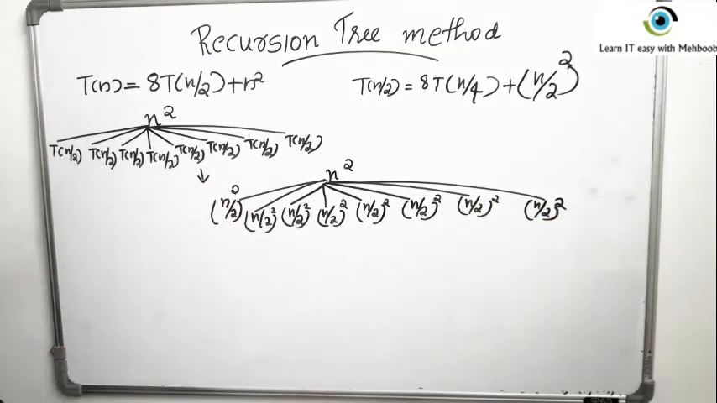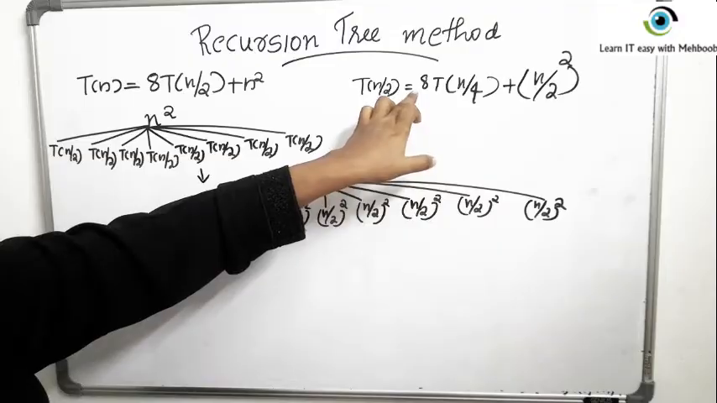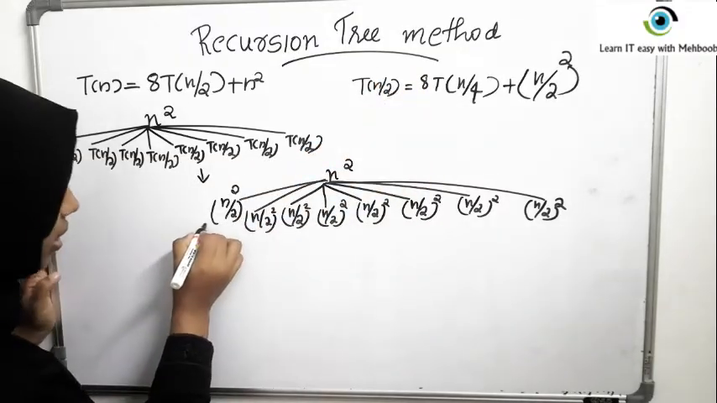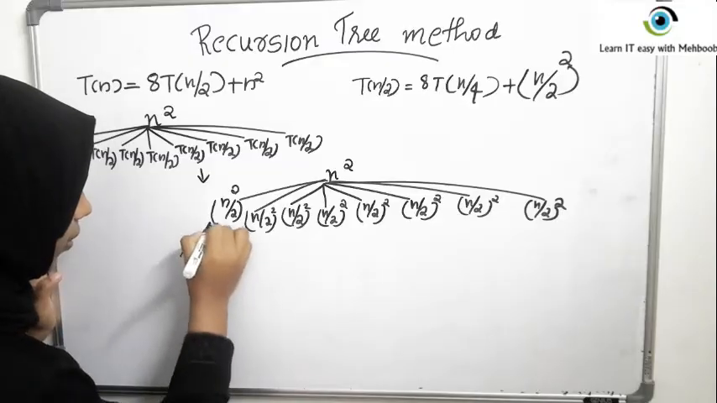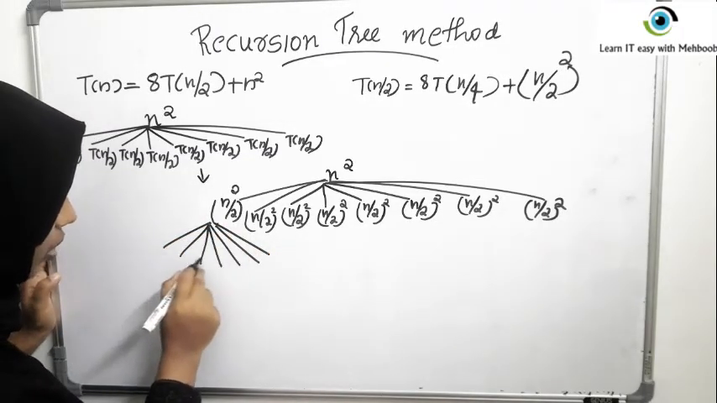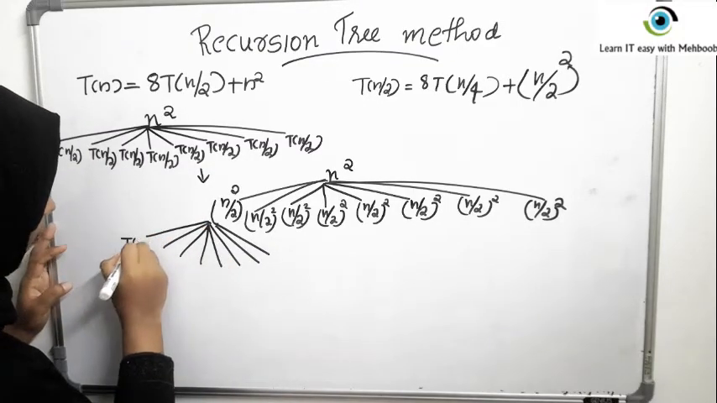Okay. Now what happens is, see, n by 2 the whole square is a root node and the subproblem is divided into 8 nodes of n by 4 each. So this is divided into 8 subproblems of type n by 4. 1, 2, 3, 4, 5, 6, 7, yeah, 8. So 8 T of n by 4's.